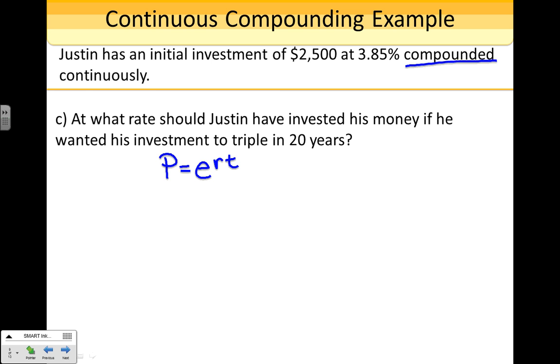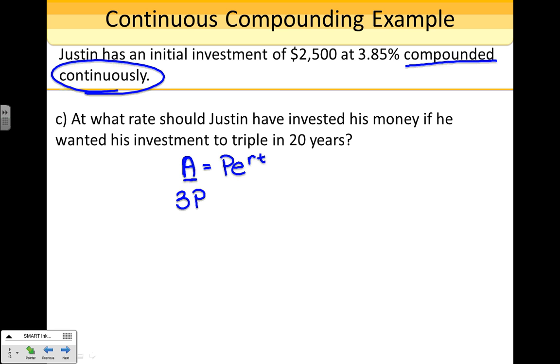Okay, so compounding continuously means we're using the A equals P e to the rt equation here. So instead of working with these really big numbers again, his end amount we want to be 3 times the original amount. So 3 times the principal. It doesn't really matter what the principal is. We just know we want it to be 3 times that in 20 years. So what rate do we need to triple his investment in 20 years?